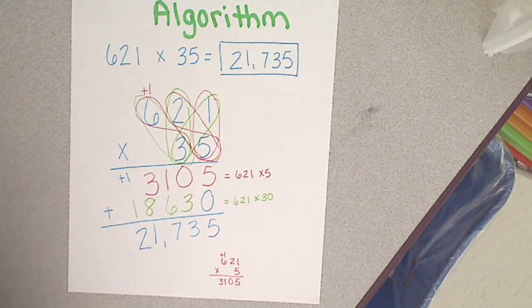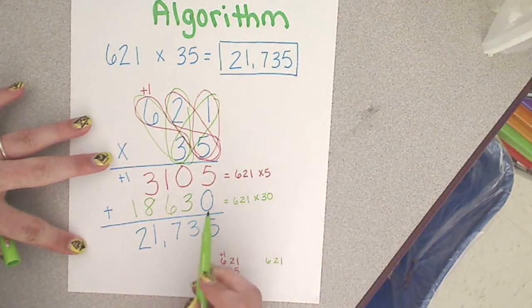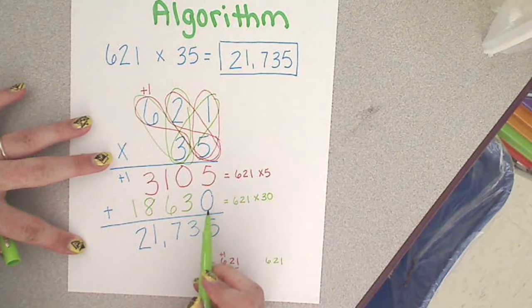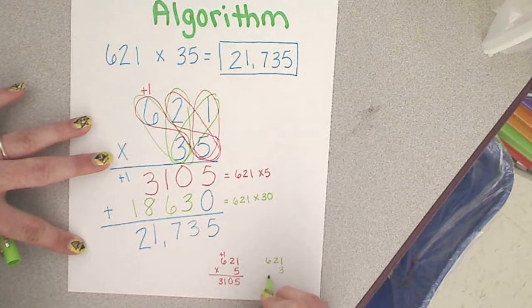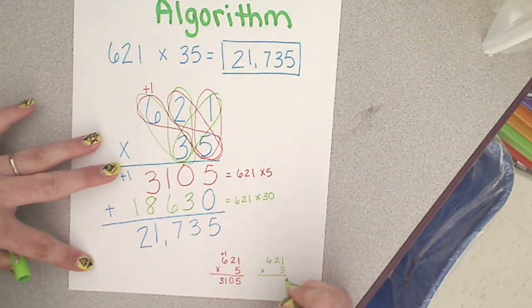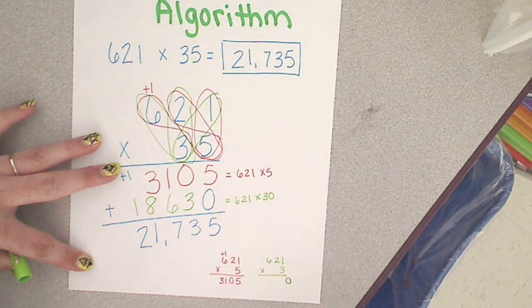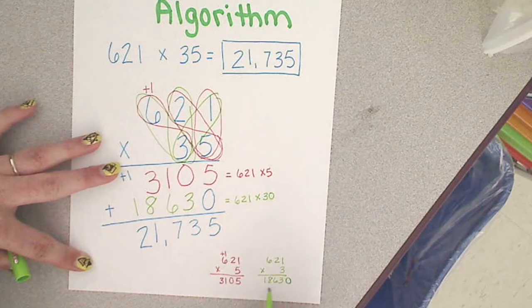And now I need to multiply 621. But remember how I said that that 0 was a placeholder? I'm not going to multiply by 30. I'm going to multiply by 3. And then we'll worry about that 0 afterwards. In fact, I'm just going to leave that 0 over here on the end. 1 times 3 is 3. 2 times 3 is 6. 6 times 3 is 18. 18,630.